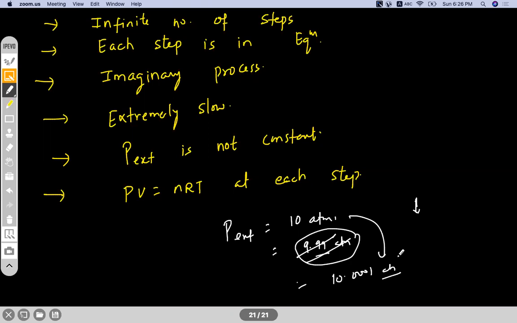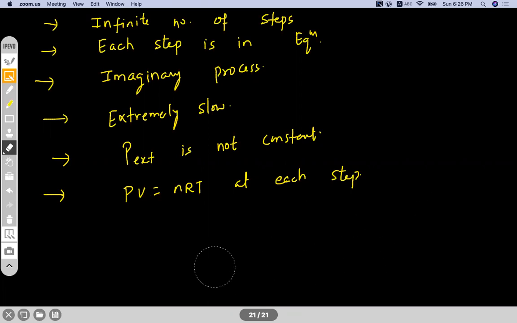Process is extremely slow. It will go down, attain equilibrium. Further you increase pressure, again go down, attain equilibrium. Like this it happens in a stepwise manner, correct? And each step is in equilibrium plus an extremely slow step. Any doubt in this? Anyone, any doubt? No?